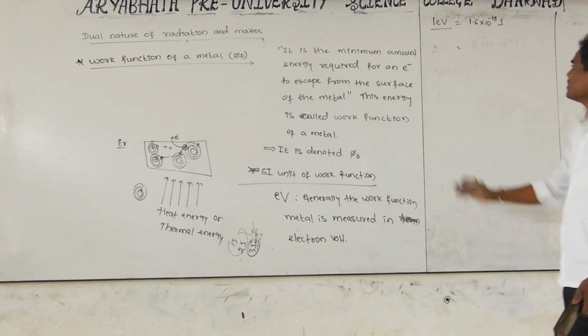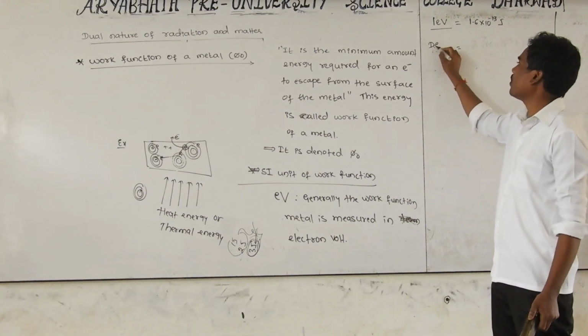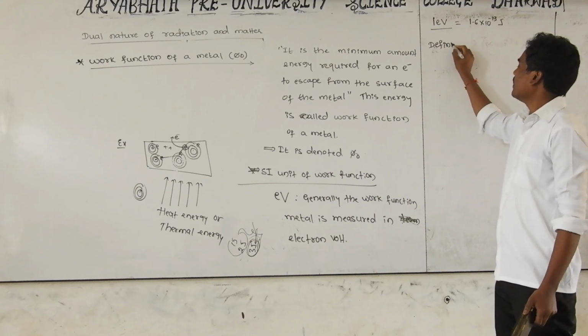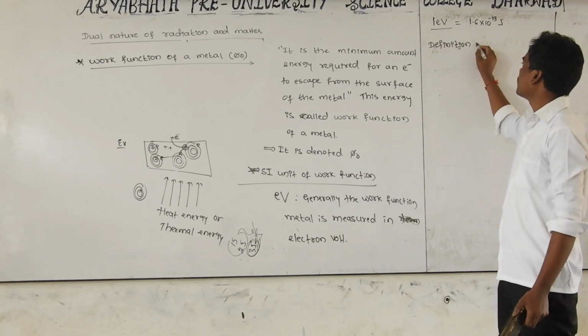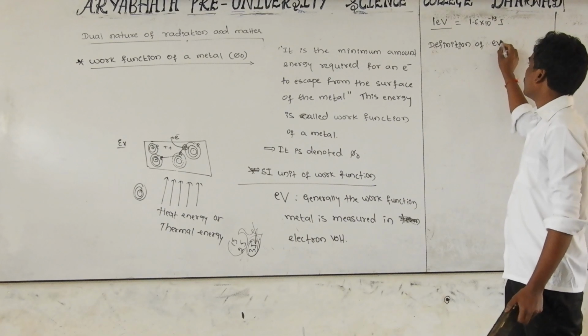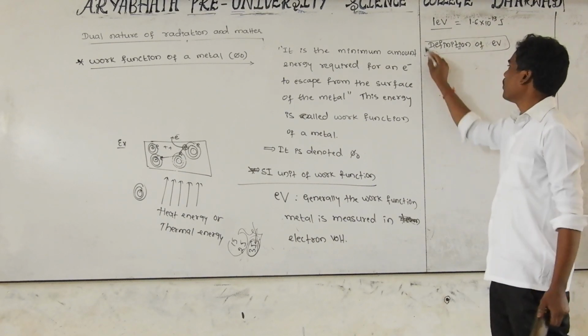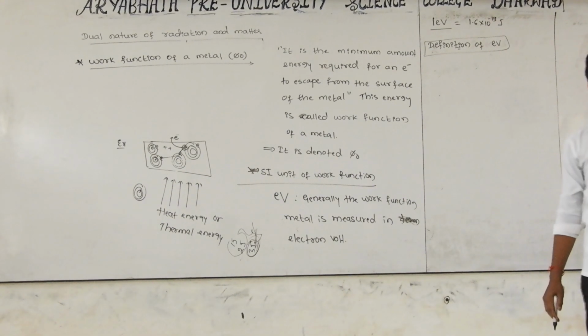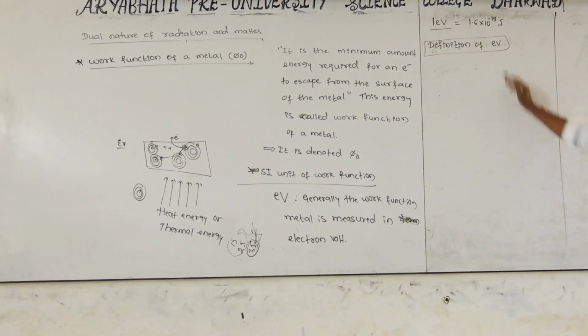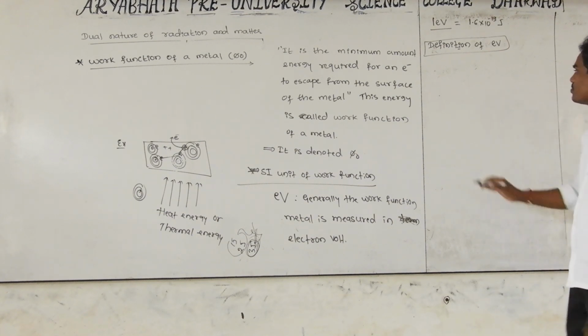Now, what is the definition of 1 electron volt? How to define 1 electron volt? What is the meaning of 1 electron volt? Before going to the definition, you can understand some situations or terms here.